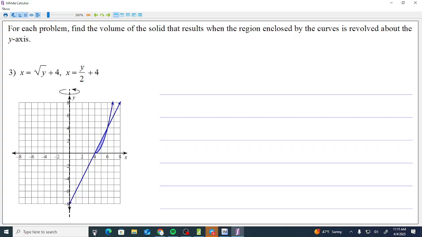And then which equation's closer to where you're rotating around? It'll be this one. How far is it? It will be right minus left, which is y over 2 plus 4, minus 0, but again, you don't have to write the minus 0. That's kind of optional.